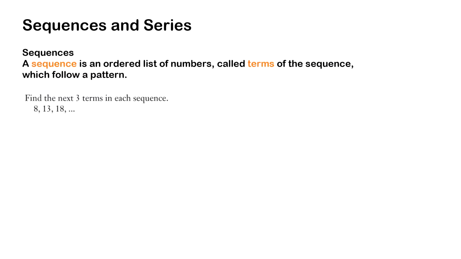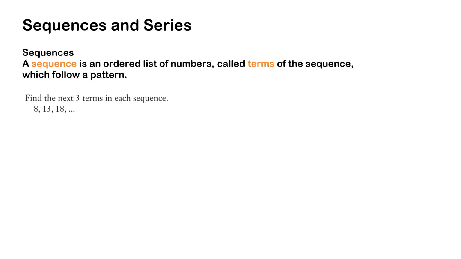In this video, we're going to cover sequences and series. So a sequence is an ordered list of numbers, and we have things called terms of the sequence which follow a pattern. These are the numbers, all right? So if we have a look at that example there, 8, 13, and 18, they're what we call the terms of this sequence. What we need to do is find the next 3 terms in it.